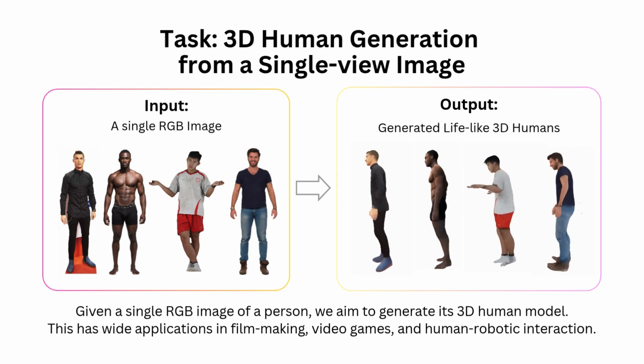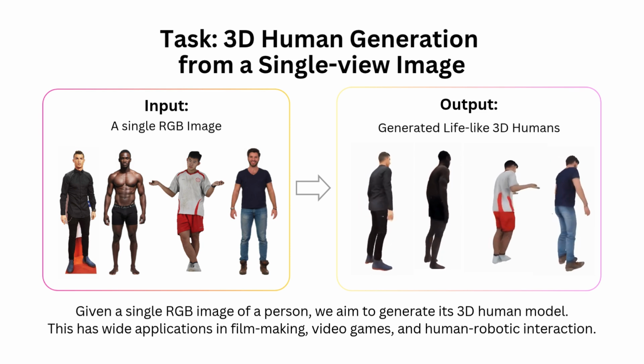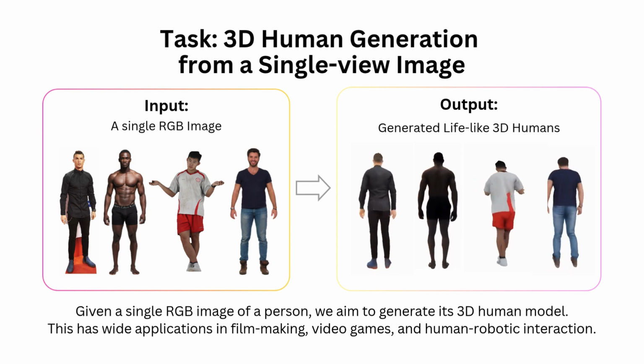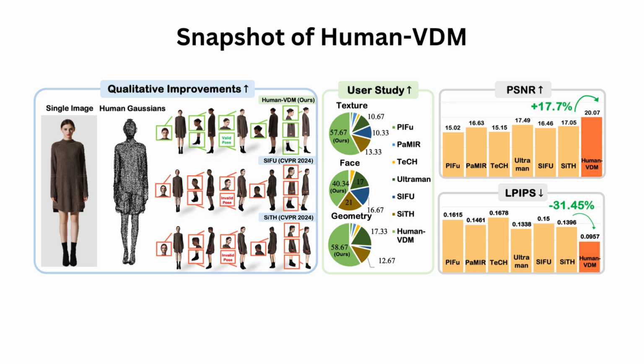Existing methods that apply multi-view diffusion models show progress but face inconsistent view issues, which hinders high-quality 3D human generation. To address this problem, we propose HumanVDM, a novel method for generating a 3D human from a single image, using video diffusion models. Extensive experiments and comparisons demonstrate that HumanVDM outperforms state-of-the-art methods in terms of generation quality and realism.